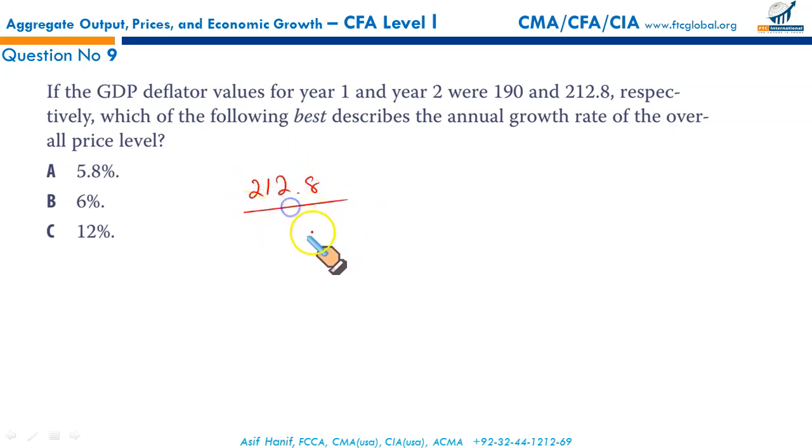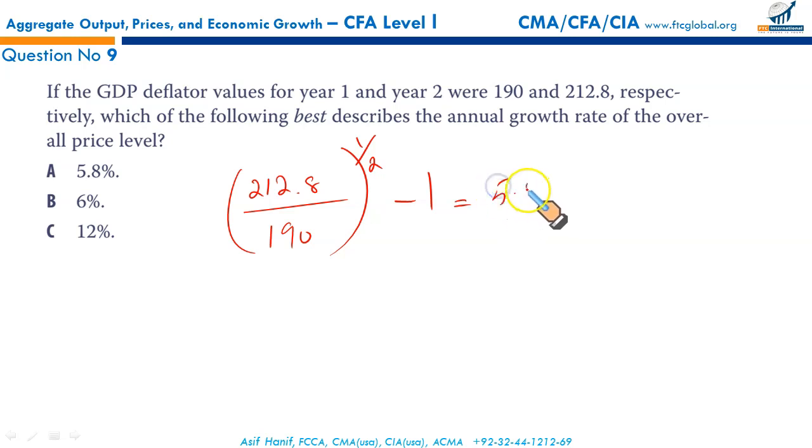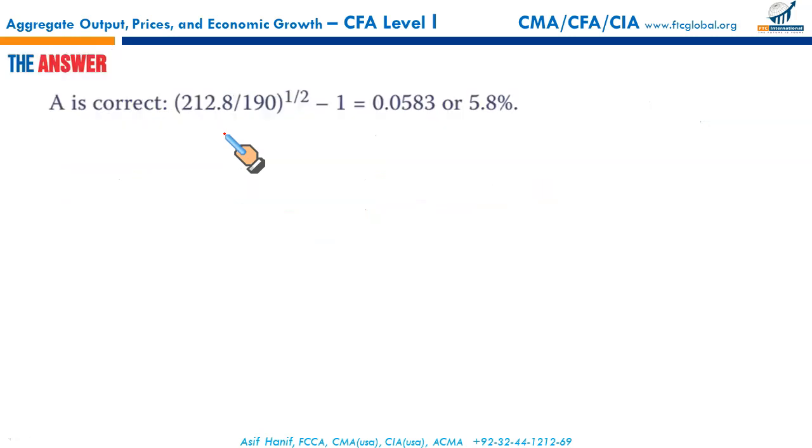212.8, the deflator for year 2, upon the deflator for the base year, year 1, that's 190 in this case, raised to the power 1 upon n, which in this case is 2 minus 1. When you simplify the whole of it, it gives you an overall price increase of 5.8%. That makes A the correct option.